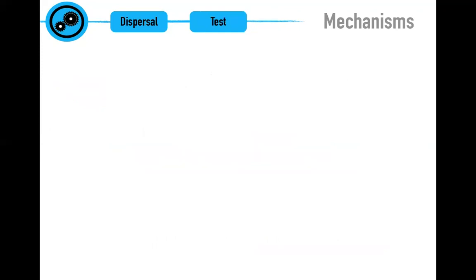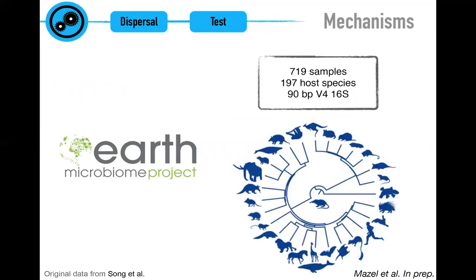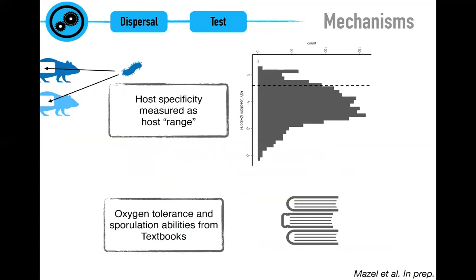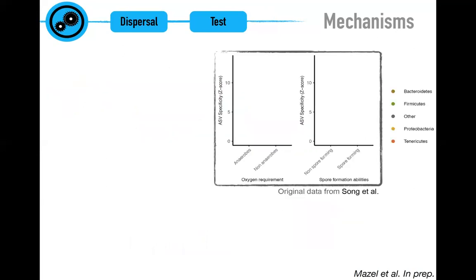that I showed earlier? And to do that, I again used the same data set, the Earth Microbiome Project, to quantify the specificity of each microbe here with the host range, and also looked into the literature to establish whether each was a good or bad disperser, looking at sporulation ability and oxygen tolerance. And what you see here is the specificity of the gut microbial species, whether it's an anaerobe or can tolerate oxygen, and here a microbe that's not forming spores or can form spores. So good disperser, bad disperser.